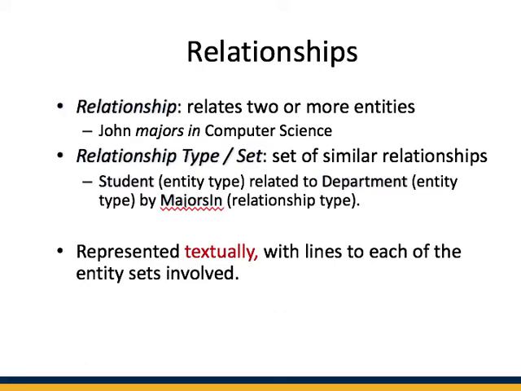Then relationships. The next thing is relationships. Like I said earlier, relationships relate two or more entities. For instance, the student instance, John majors in computer science. So the entity is student, the other entity is department. The relationship between these two entities is majors in, right? So the student entity type is related to the department entity type by this relationship, that is majors in. It's represented with lines to each of the entities that are involved. Okay.